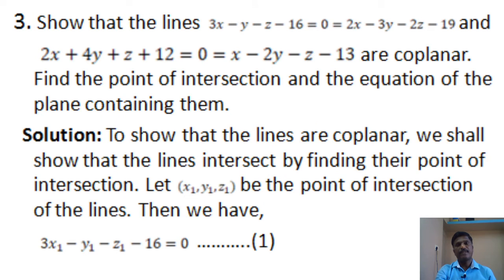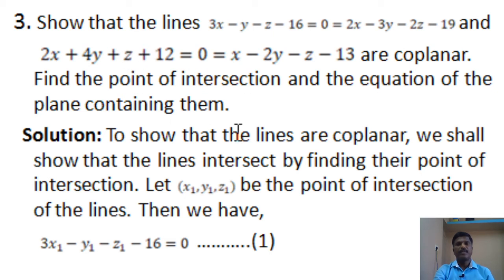Similarly, we can solve one more problem, that is, show that the lines 3x - y - z - 16 = 0 = 2x - 3y - 2z - 19 and 2x + 4y + z + 12 = 0 = x - 2y - z - 13 are coplanar. Here the equations of the lines are in non-symmetrical form. Find the point of intersection and the equation of the plane containing them.